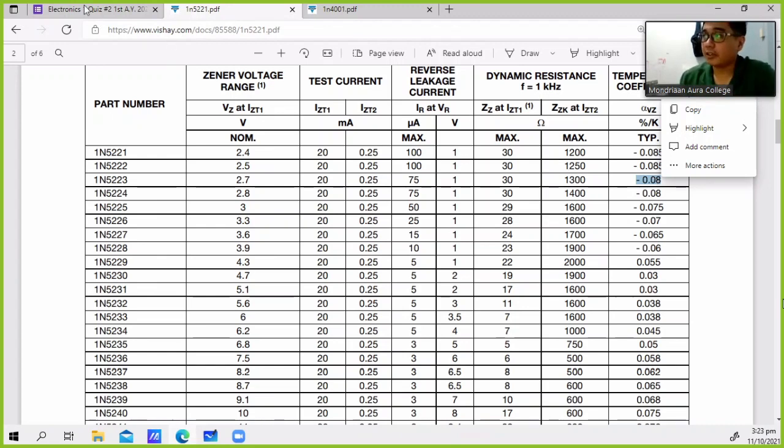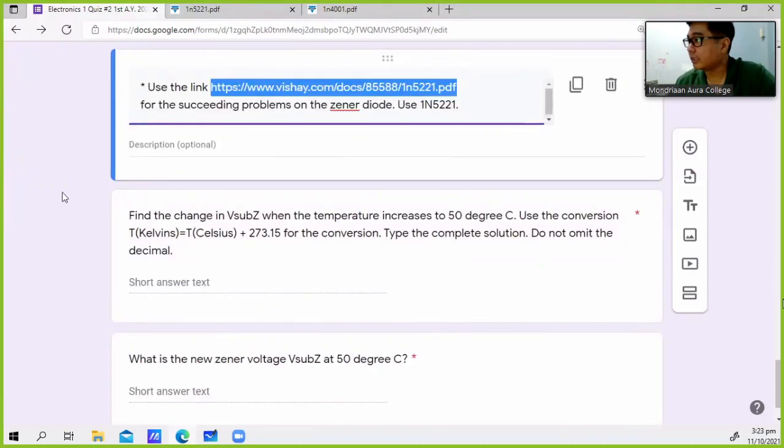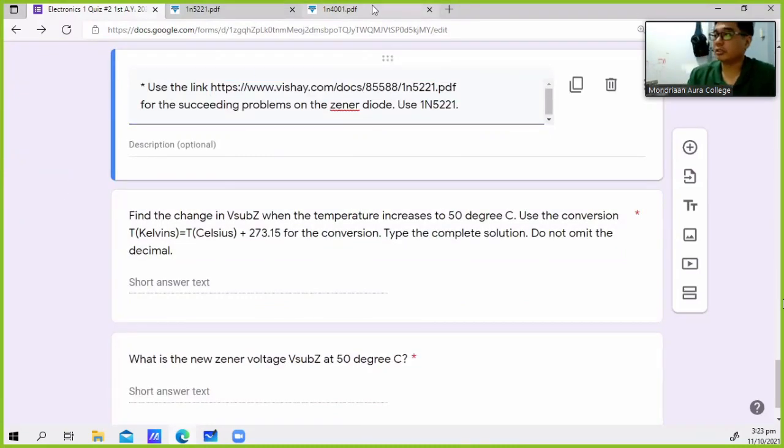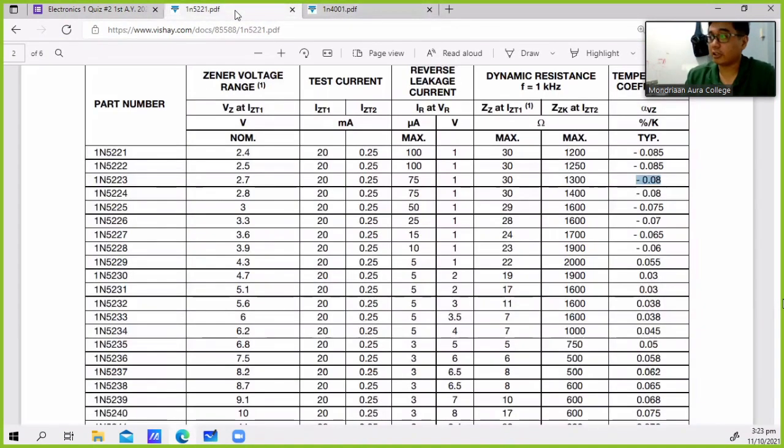So ano na nga bang binigay ko example dito? 1N5221. So 1N5221, ayan, unang-una pa. So the nominal Zener voltage of this one is 2.4 volts. So kapag ni-reverse bias mo ito, it will regulate 2.4 volts. So kokontrolin niya 'yon all throughout the operation of the circuit. 2.4 volts ang mine-maintain niya. Okay? So it has a temperature coefficient of negative 0.085.